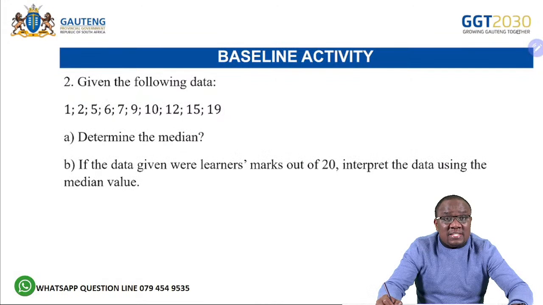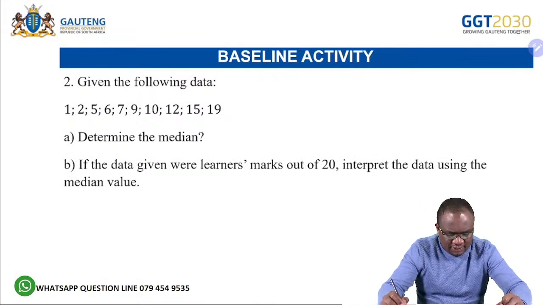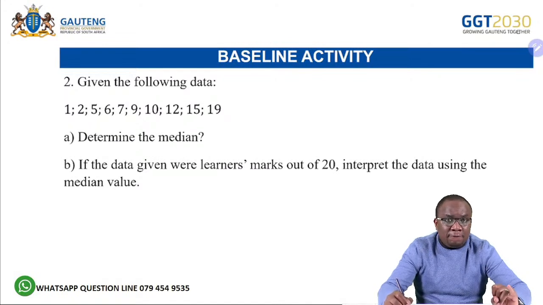And then this is the second question. Given the following data set, these data sets are different. Determine the median. And then if the data given were learners' marks out of 20, interpret the data using the median value. You find the median, and then after that, just say what is the meaning of that. I want you to do this in 3 minutes. Let's do it.